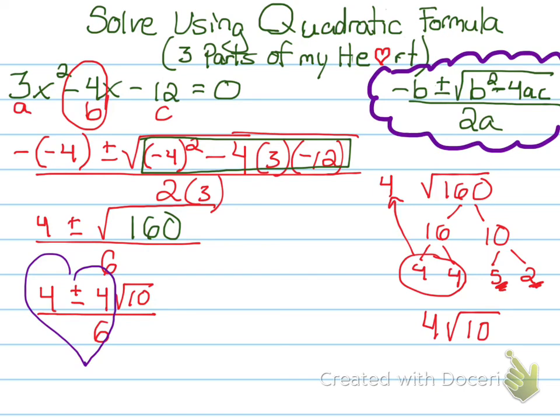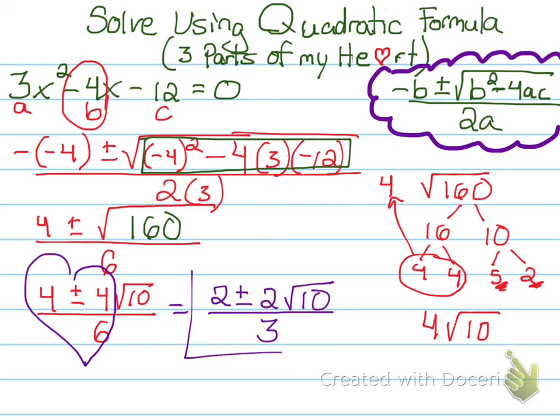So think of the GCF, the largest number that can divide into 4, 4, and 6. That's 2. So I'm going to divide each one of those by 2. 4 divided by 2 gives me 2, plus or minus 4 divided by 2 gives me 2. I'll leave my square root of 10 alone. And 6 divided by 2 is 3. And that's it.